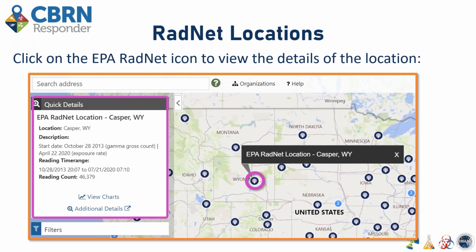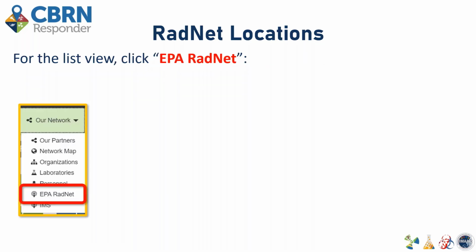So you can also click the view charts. I'm going to open up a chart in just a bit. That's that graph. If you want to view it from a tabular view, you will open up the EPA RadNet page instead of the network map.